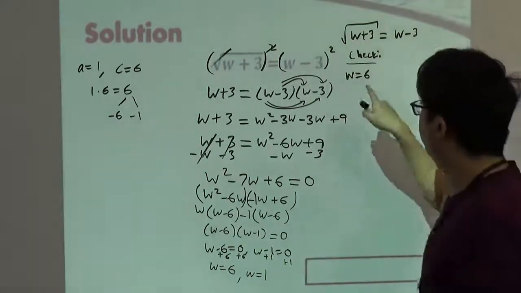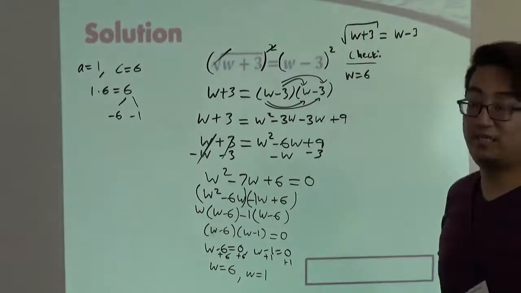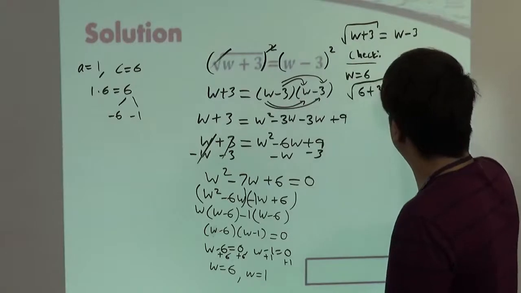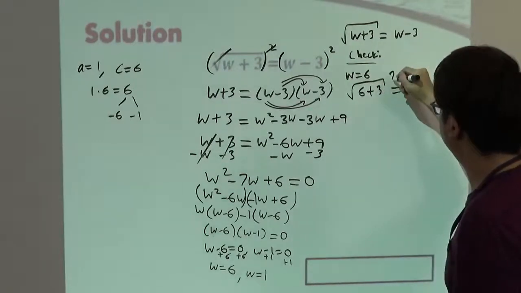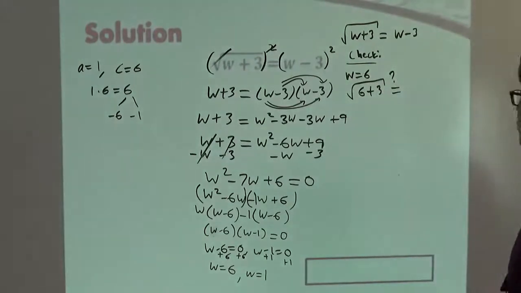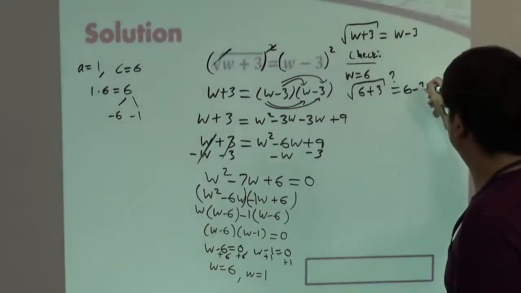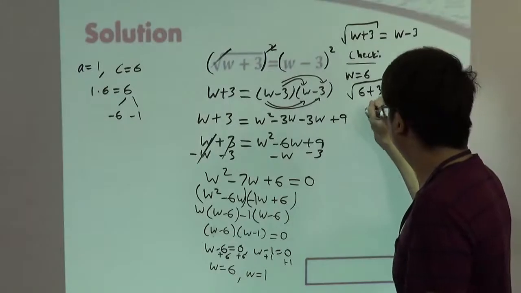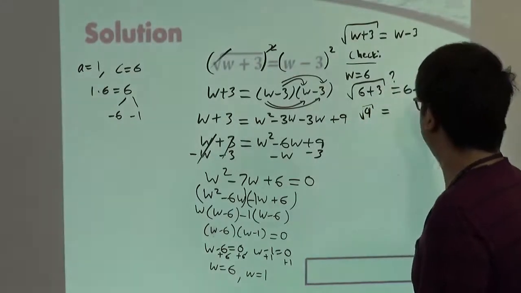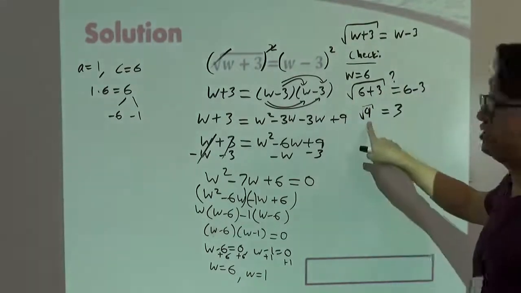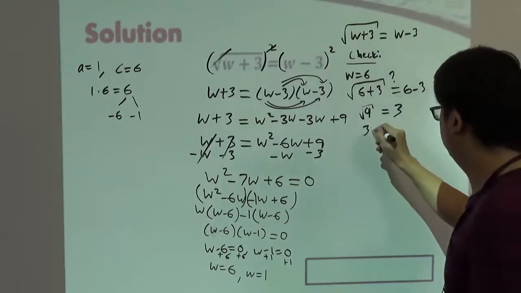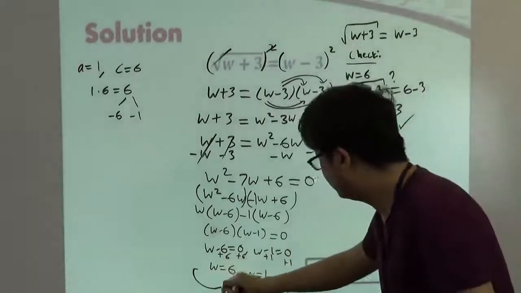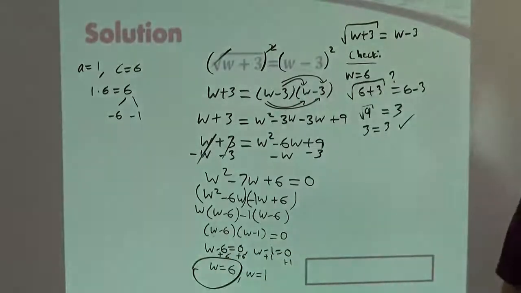So we plug it in. We plug in 6 as w. So we have the square root of 6 plus 3. And we're checking. When you're checking, you can put a question mark above the equal sign. And you have 6 minus 3. So 6 plus 3 is 9. Square root of 9. 6 minus 3 is 3. Square root of 9 is 3. So 3 is equal to 3. That makes sense. So w equals 6 would be an answer.